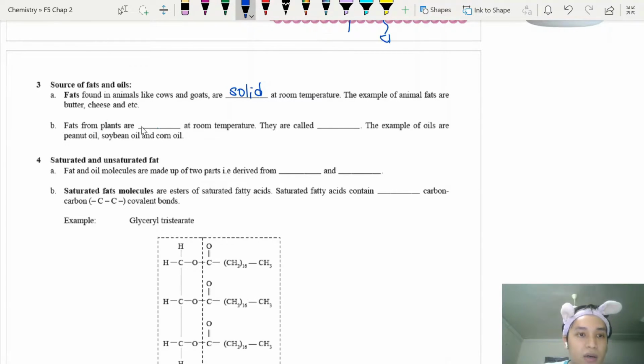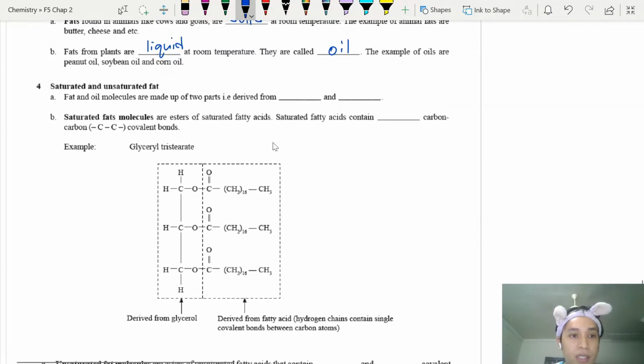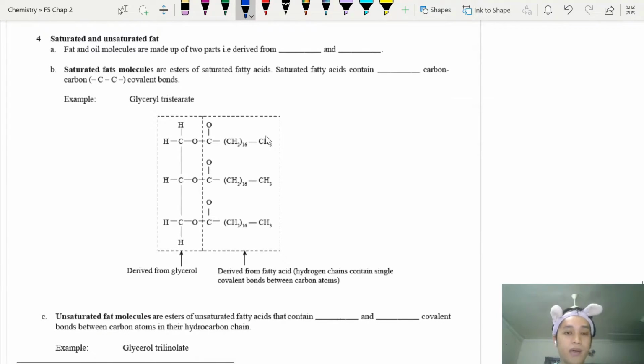Plants are called oil because they are liquid. So we call them oil. Vegetable oil, peanut oil, olive oil, palm oil. These are examples of liquid fats. Next is about saturated and unsaturated fat. A lot of debate has been going on about the health effects of saturated and unsaturated fats. So we're going to look into the difference between these two.